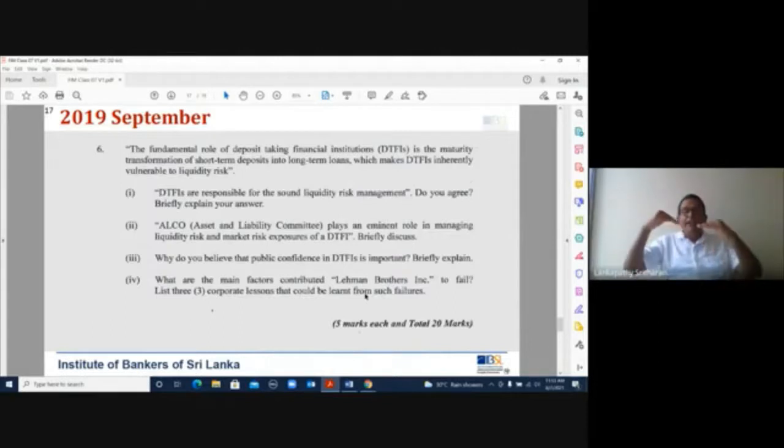Before going to the other questions, first we will understand that first statement, because generally in the question paper they give some statements and then ask questions related to them. So first, do you agree that the fundamental role of a deposit-taking financial institution is maturity transformation of short-term deposits into long-term loans? Do you all agree with this statement or not?